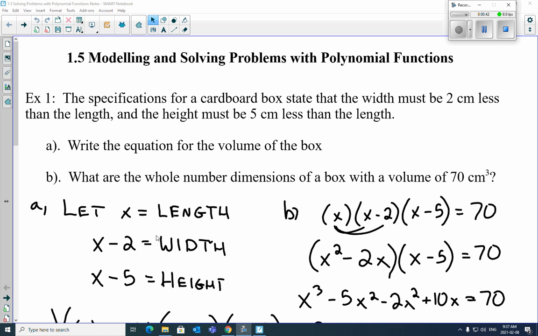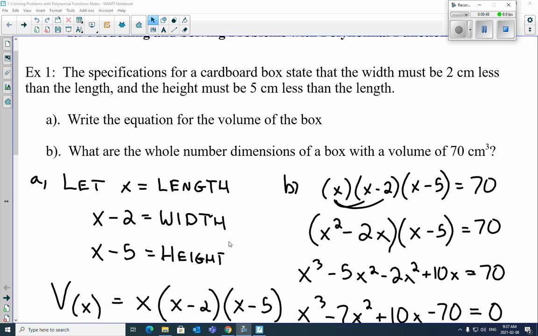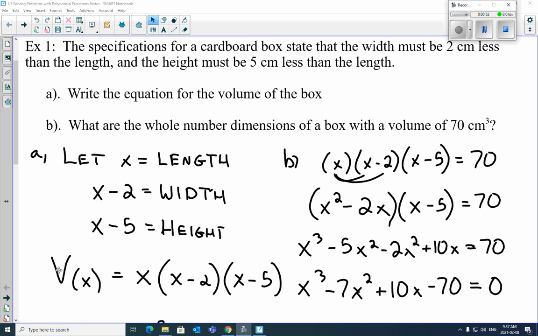So what we have is our length, width, and height. And to find the volume, all we do is multiply those together. So here's our formula right here. Volume of x, so V of x equals x times x minus 2 times x minus 5. And the order doesn't matter because it's just the 3 multiplied together. Okay, so that's part A, just to find the equation.